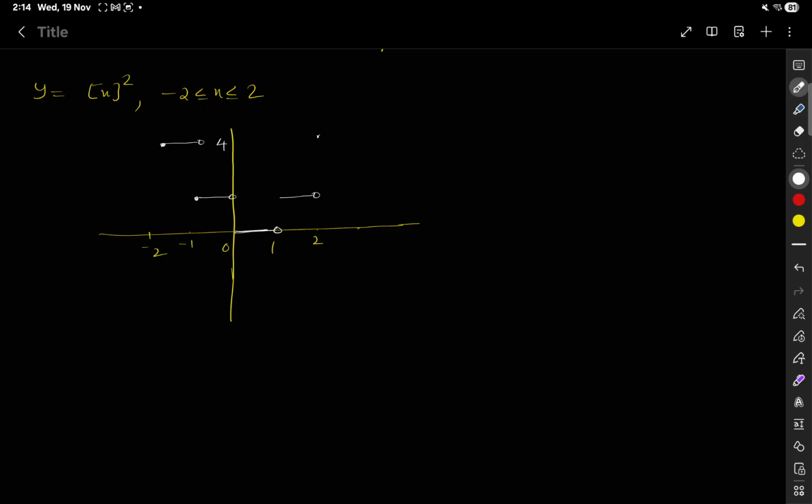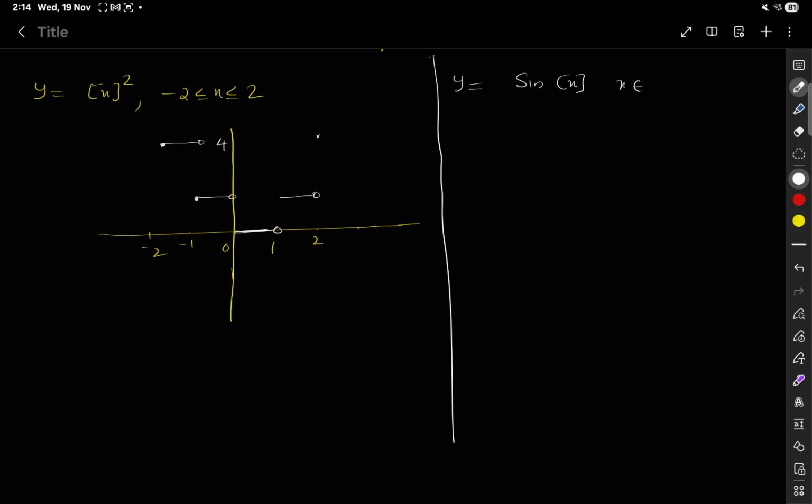Okay. Next one. Next transformation is... So I hope it's clear. This is comparatively easier. Okay, I'm giving some homework. Sine of step x. Okay, sine of step x. Okay, x belongs to what?